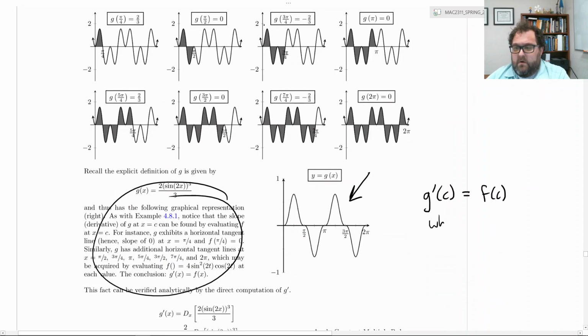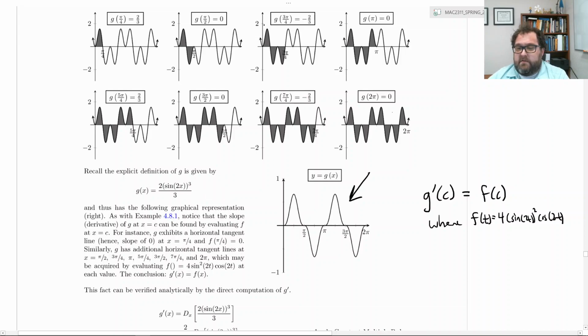Where f of t equals 4 sine 2t squared cosine 2t. I think that's correct. Okay? For instance, let's see if that works.